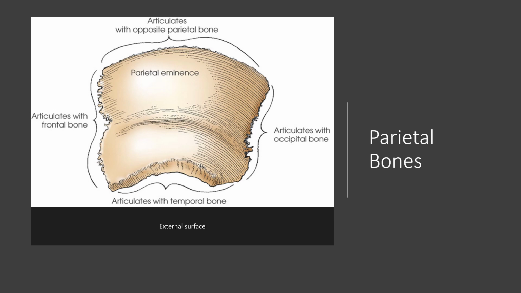The opposite side parietal bone forms the sagittal suture up front. The coronal suture on the lateral aspect of the head. The squamosal suture, and then with the occipital bone, the lambdoidal suture.